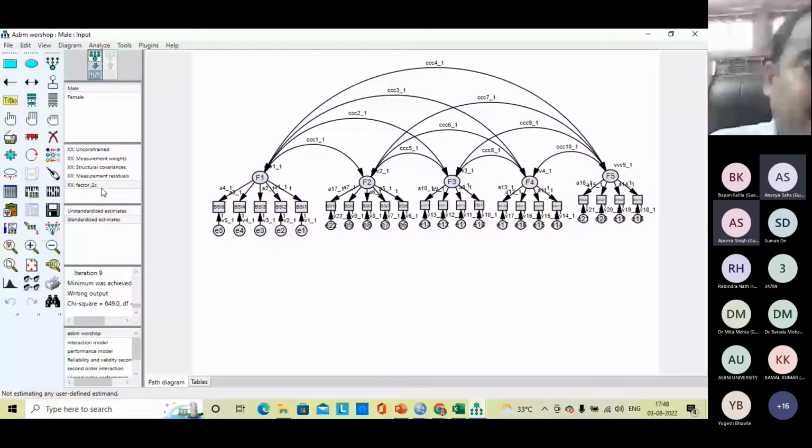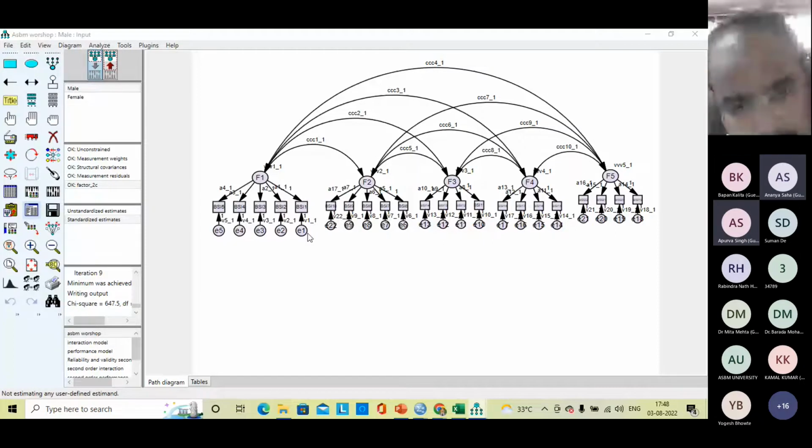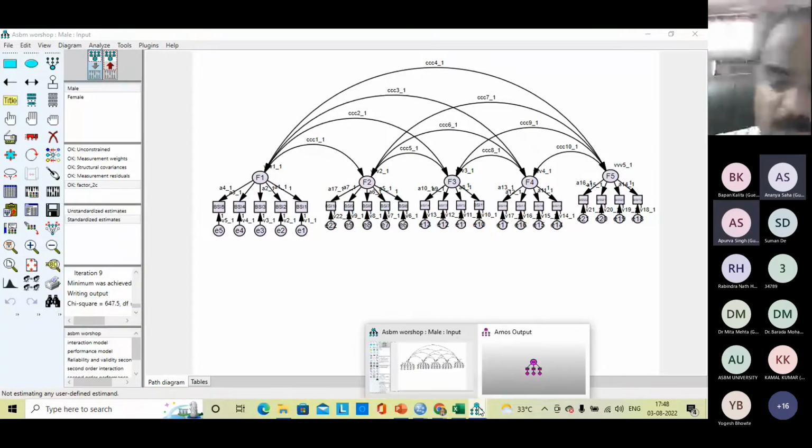Now start the operation again: calculate the estimate. I am doing it again for those who have not done it. Calculate the estimate. Estimation is over. Go to the output screen, that is, view text. As my output screen is automatically open, I need to go there.